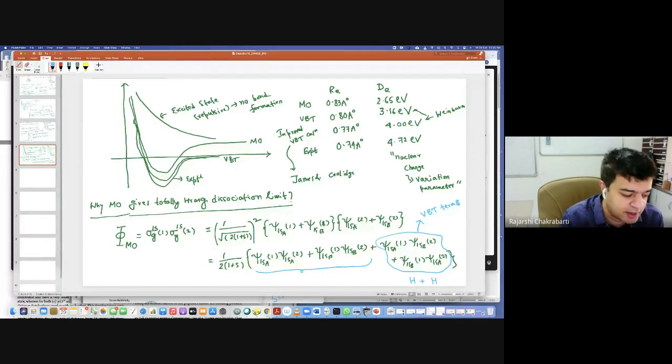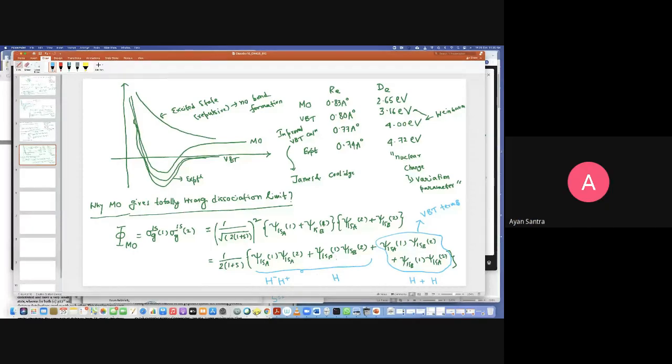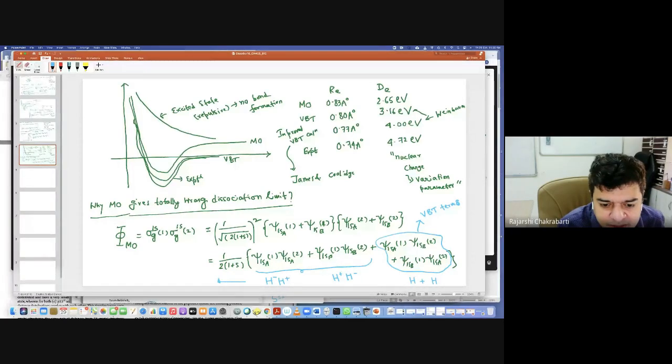But in addition to that, in MO you have two other terms. What is this term? If I write it the same way, here both the electrons are on nucleus A. So this is like H minus H plus. What about this one? This is the H plus H minus term. So these are called ionic terms, no? And these are covalent.